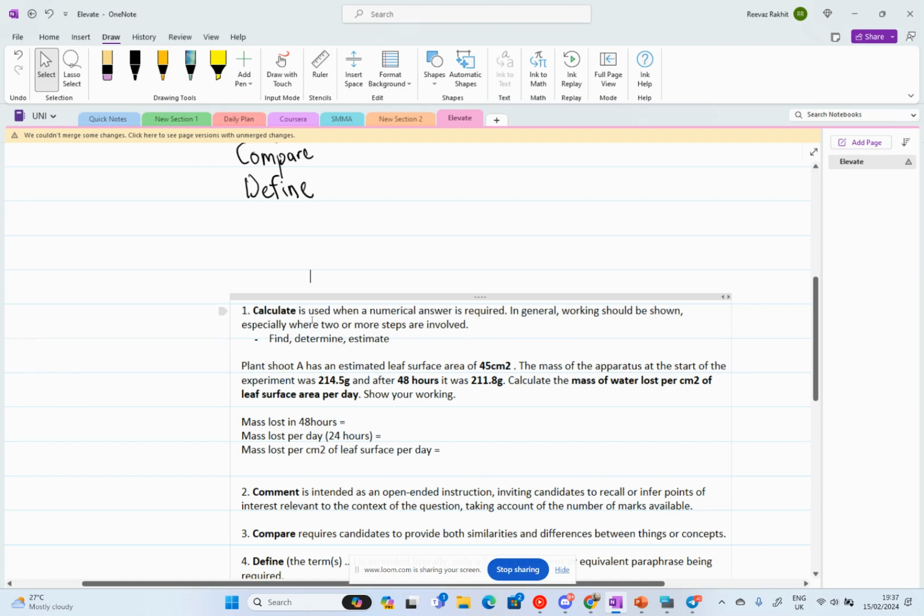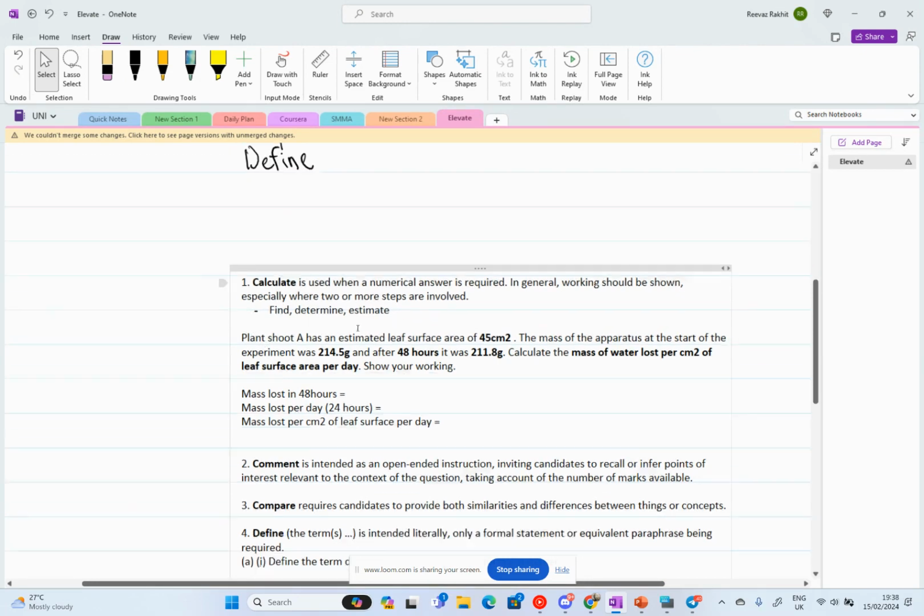So calculate will come a few times in your exam paper. It is basically quite simple. You just have to do some mathematical equations to get your answers. Some like basic minusing, dividing, multiplying, and you'll get your answer. And just take note, things like find, determine, estimate. I would group them as similar kinds of questions because it works with numbers and you're trying to find an answer. So this is an example question.